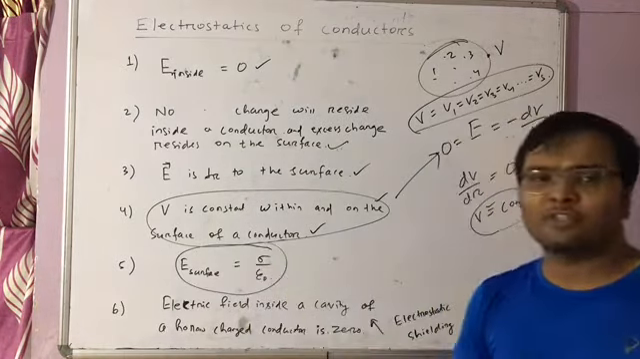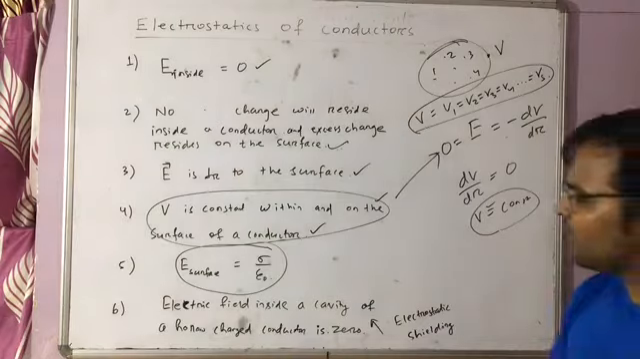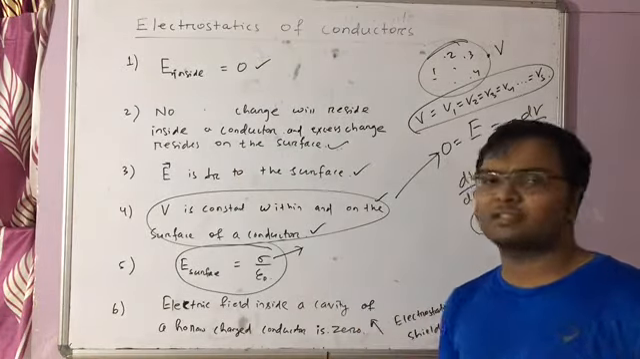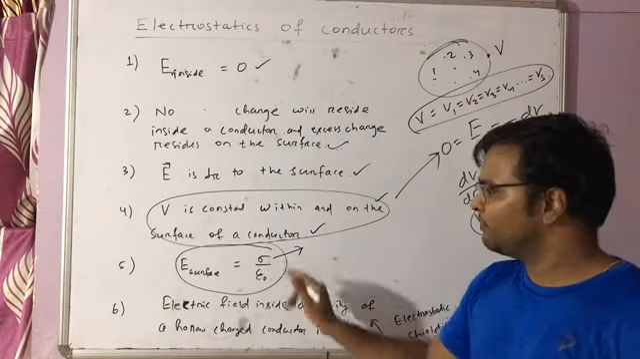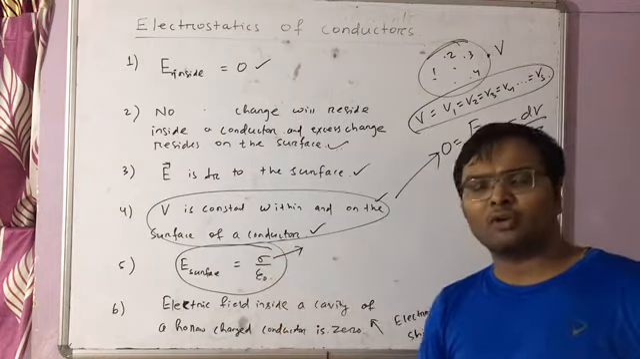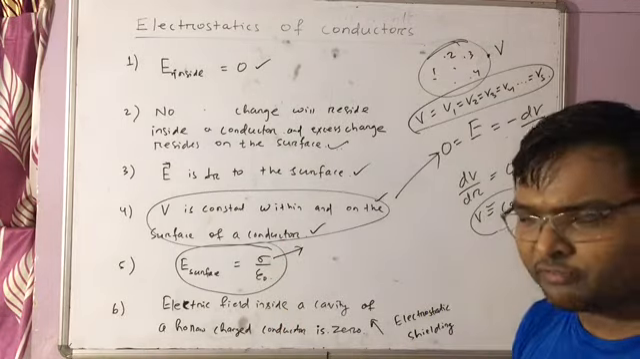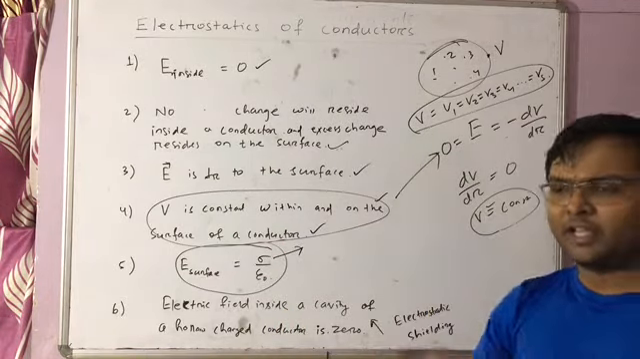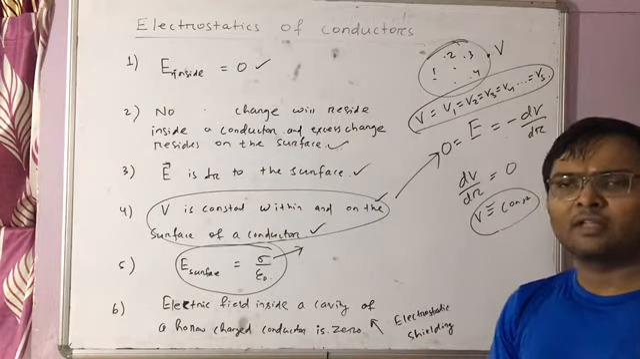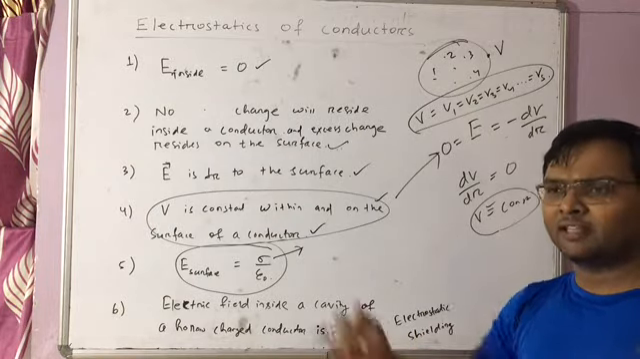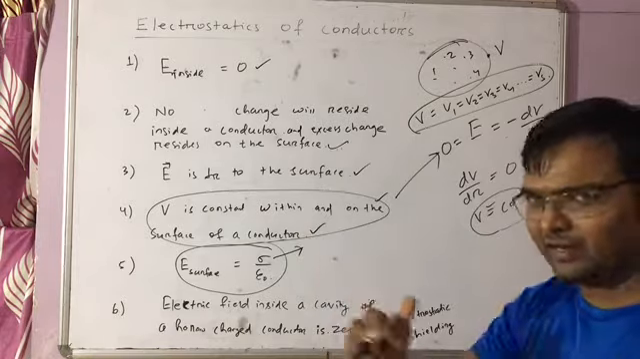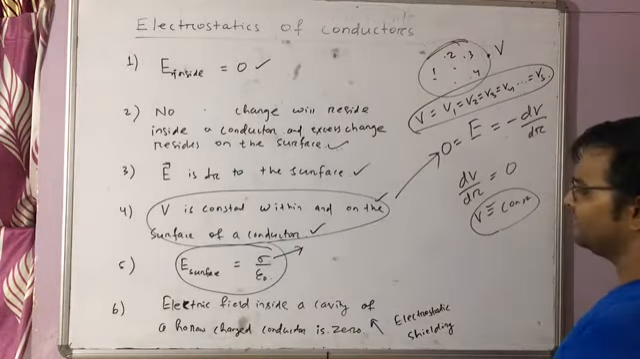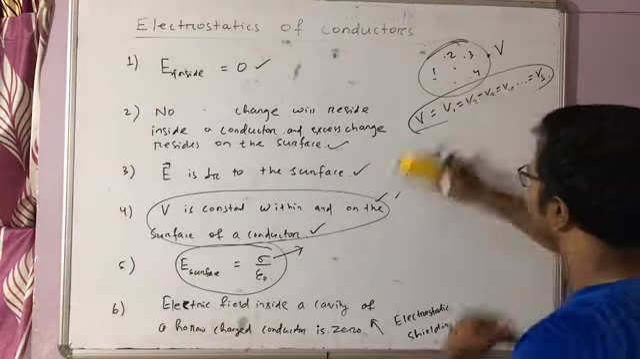Electric field on the surface of a conductor is given by sigma by epsilon naught, where sigma is the surface charge density. Remember, if the charge on the conductor is positive, then the field is directed outward. If the charge is negative on the surface, then the field is perpendicularly inward. Clear? Another point.